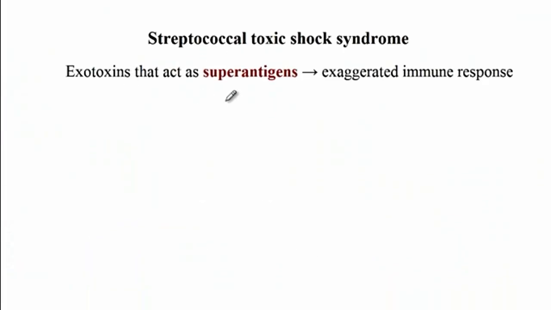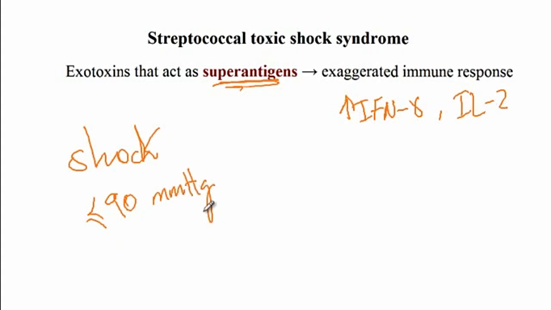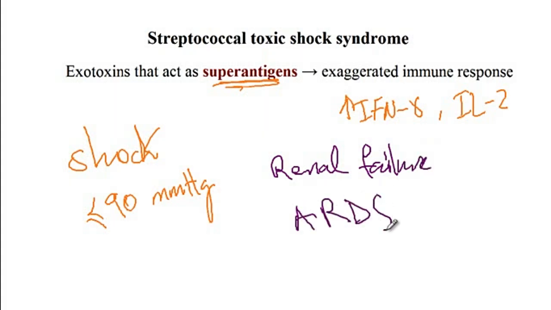So exotoxins that act as superantigens can cause an exaggerated immune response, as a consequence of which there would be elevated secretion of interferon gamma as well as interleukin 2, which will lead to shock. So these patients generally present with hypotension of less than or equal to 90 millimeters of mercury systolic blood pressure, and they also present with multi-organ failures, like for instance renal failure, as well as acute respiratory distress syndrome.